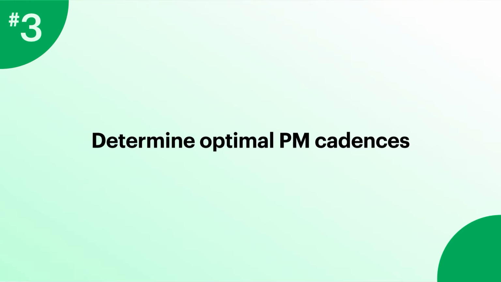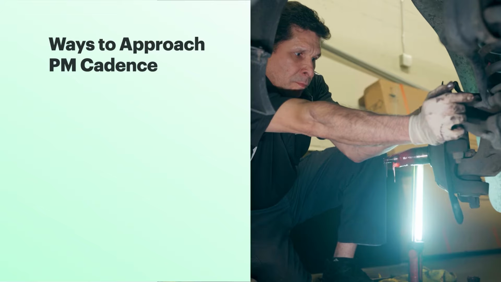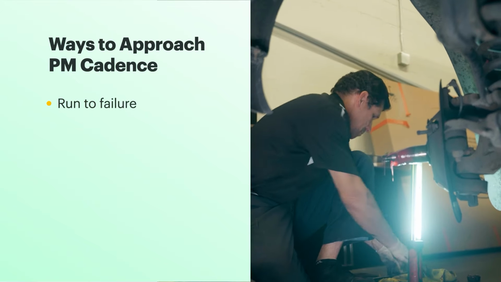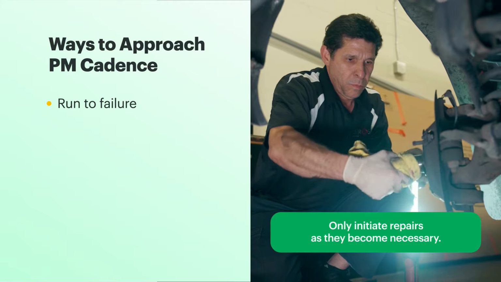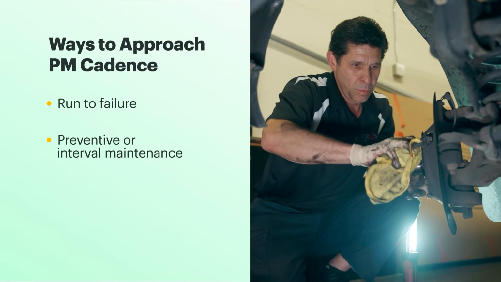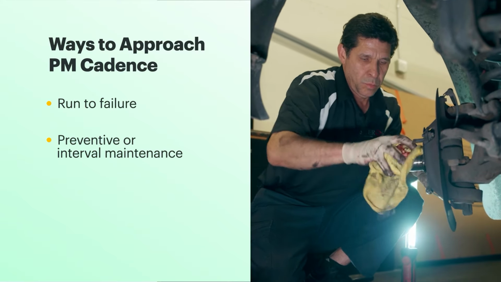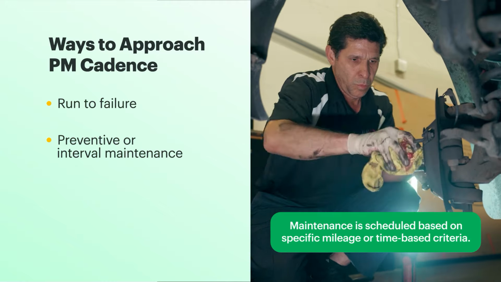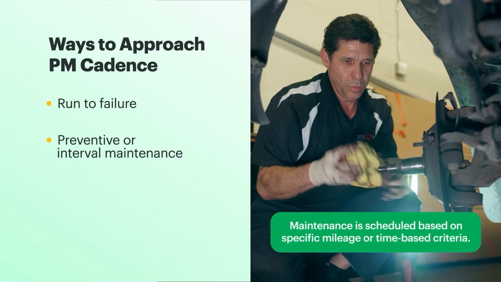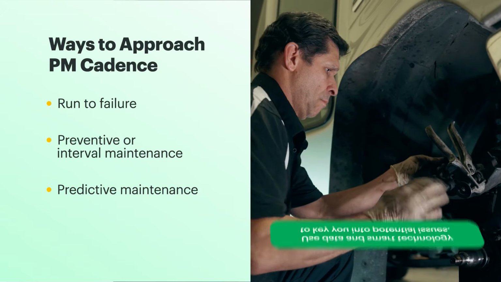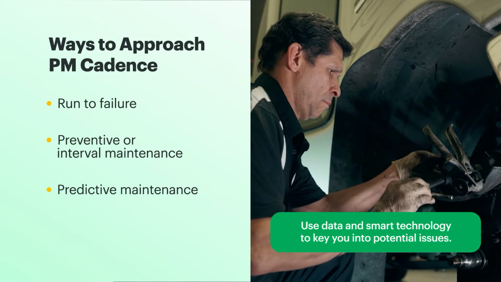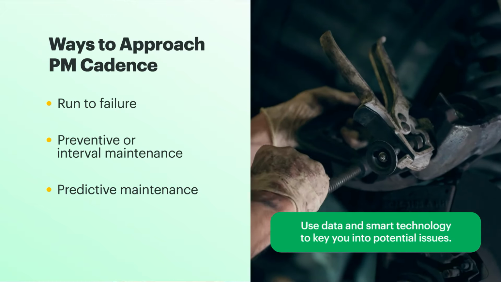Next, determine optimal PM cadence. There are 4 major ways to approach PM cadence. The first, run to failure or reactive maintenance, where you only initiate repairs as they become necessary. The second is preventative or interval maintenance, where maintenance is scheduled based on specific mileage or time-based criteria. Your third is predictive maintenance, where you use data and smart technology to key you in on potential issues.